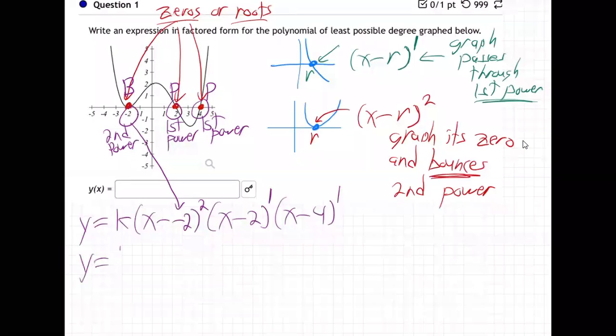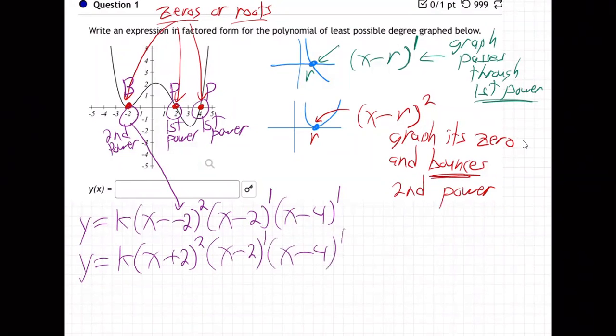We end up with k, x plus 2 squared, x minus 2, x minus 4. You don't have to show the first powers. You can show them if you want to. And now find k. How do we find k? Remember?